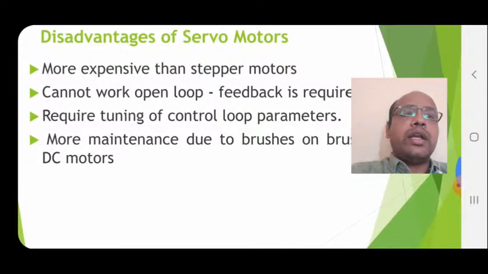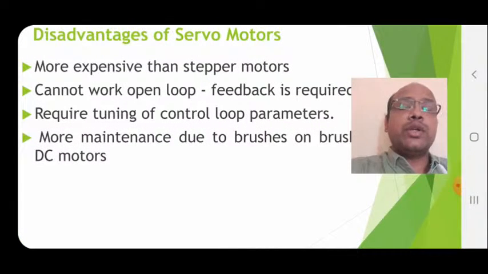It requires tuning of control loop parameters, because there is always a signal from the comparator to the machining device. Because of this feedback system, you need to tune all control loop parameters. In the last lecture we discussed the closed loop NC system. The closed loop NC system mostly uses servo motors, and these are tuned by using a comparator device.